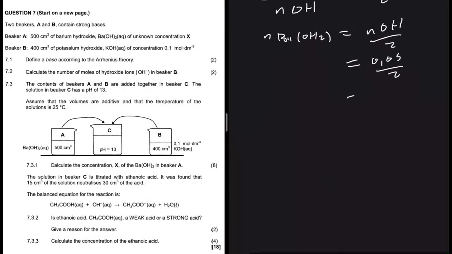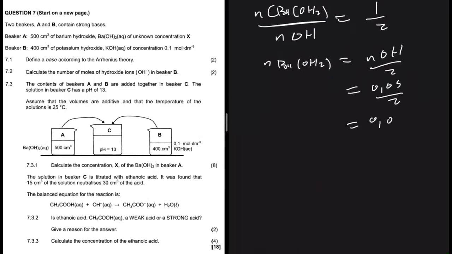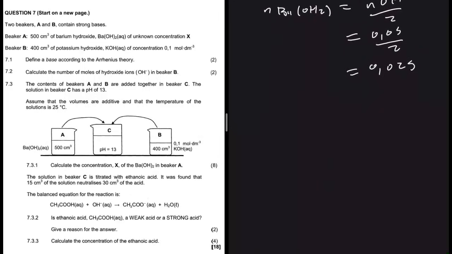If I put that in my calculator, I get 0.025. So now we have the number of moles of BaOH2. We can then calculate the concentration. We know that concentration equals number of moles divided by V, right?